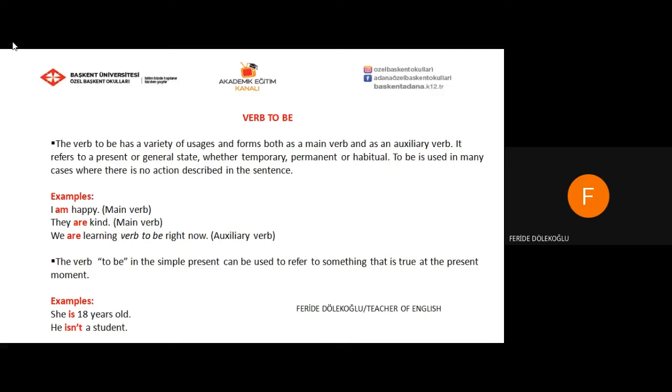The verb to be in the simple present can be used to refer to something that is true at the present moment. For example, she is 18 years old. He isn't a student. We are talking about something that is true at the present moment.